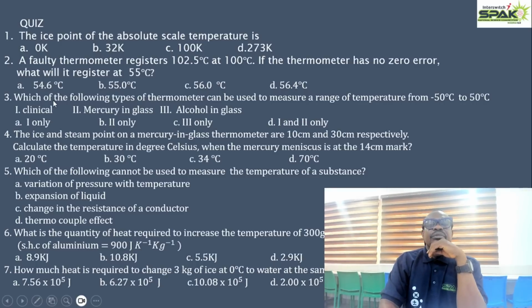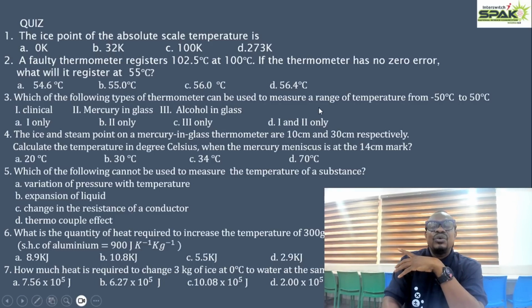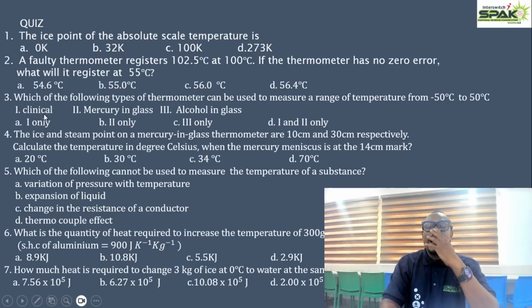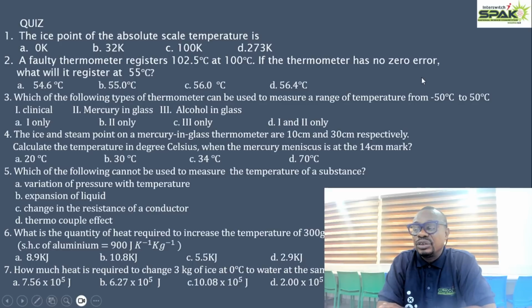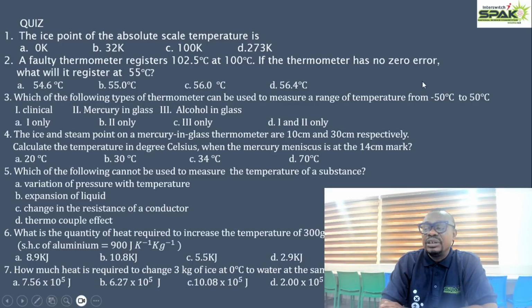So number 3, which of the following types of thermometer can be used to measure a range of temperature from minus 50 degrees Celsius to 50 degrees Celsius? What kind of thermometer can we use to measure this? Is it a clinical thermometer, a mercury in glass thermometer, or an alcohol in glass thermometer? Remember, your clinical thermometer should be out of it. Why? The range for a clinical thermometer should be from 35 degrees Celsius to 43 or 45 degrees Celsius, thereabout. So it is out of this sort of range.